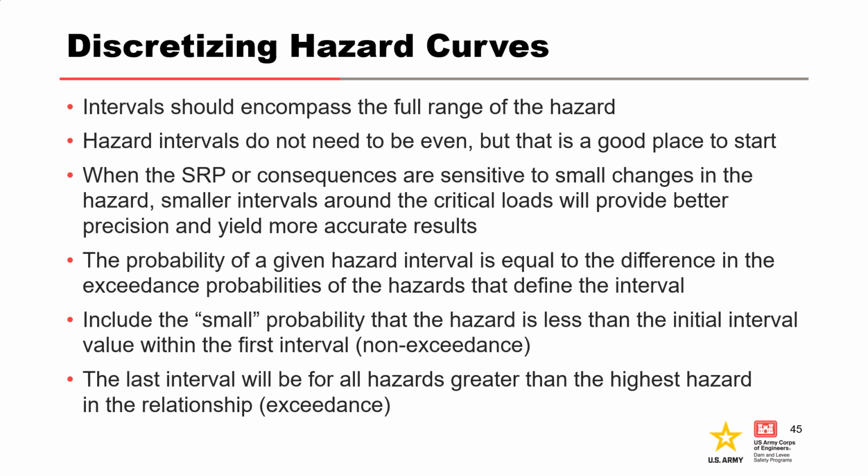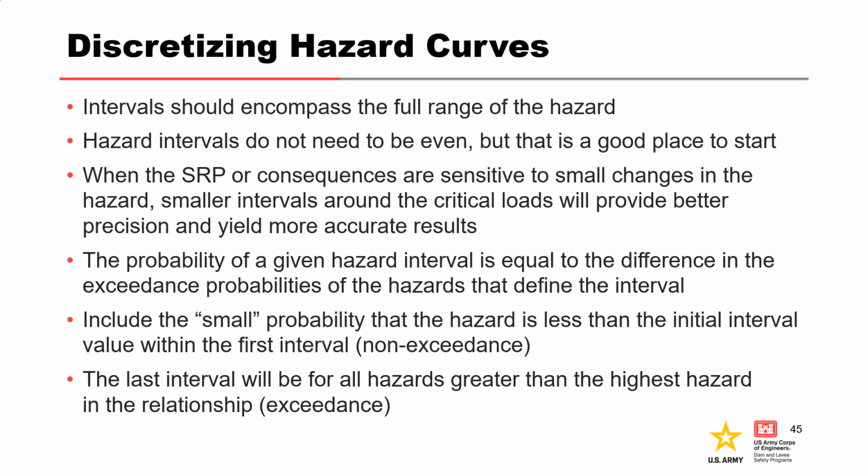When the system response probabilities or consequences are sensitive to small changes in the hazard, smaller intervals around those critical loads will provide better precision and yield more accurate results. Your other option would be to increase the overall number of partitions, which will lead to smaller intervals and better resolution.